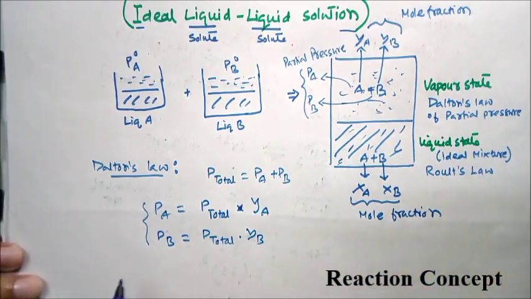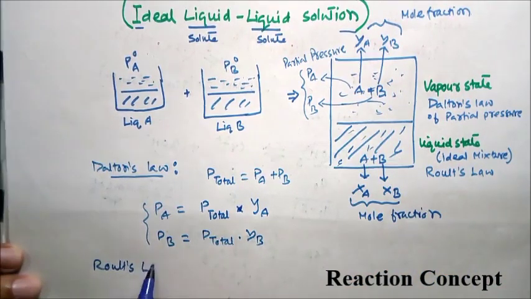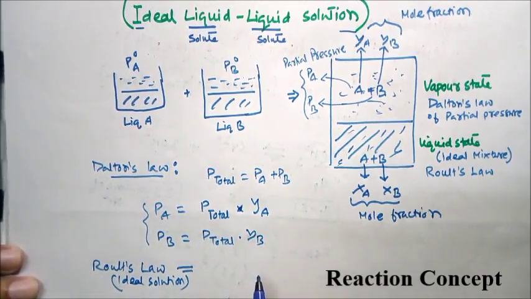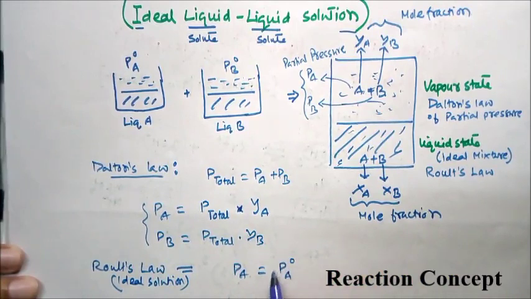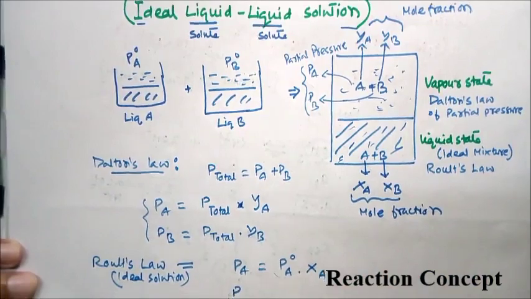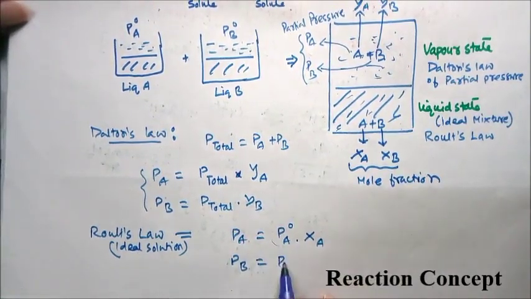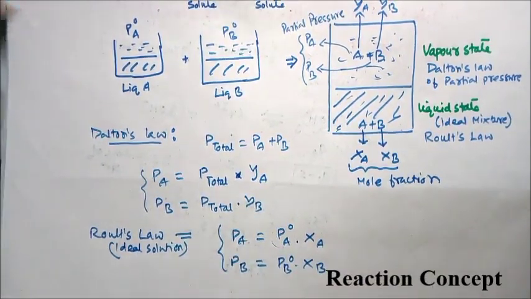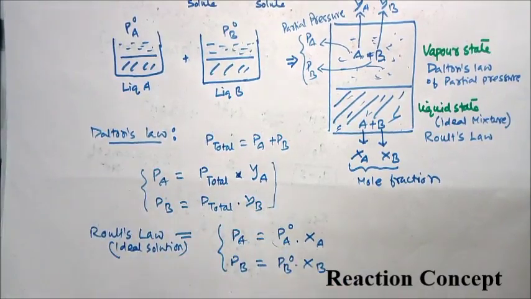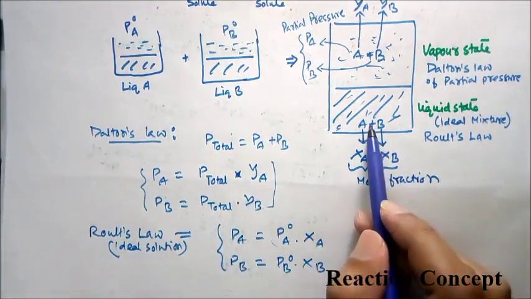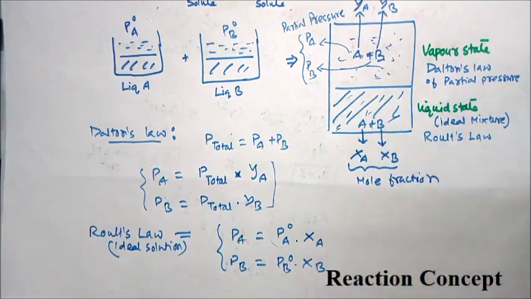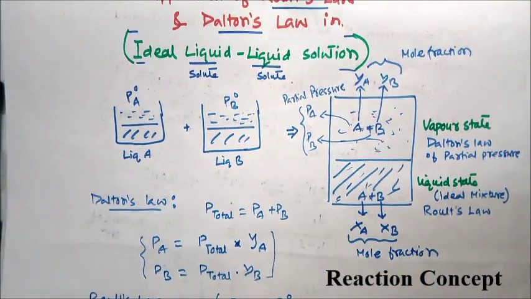But in the case of the liquid state, we will apply Raoult's law for an ideal solution. So what is Raoult's law? According to Raoult's law, the vapor pressure of a component PA is equal to the vapor pressure of that component in the pure state multiplied by the mole fraction of that component in the solution. Similarly, the vapor pressure of B would be PB naught into the mole fraction of B. So these are the two Raoult's laws, and these are the two Dalton's laws of partial pressure. Applying these laws, we can find out the composition in the liquid state and the composition in the vapor state. These things will be very clear when we discuss some problems. So let us discuss a problem based on this concept.